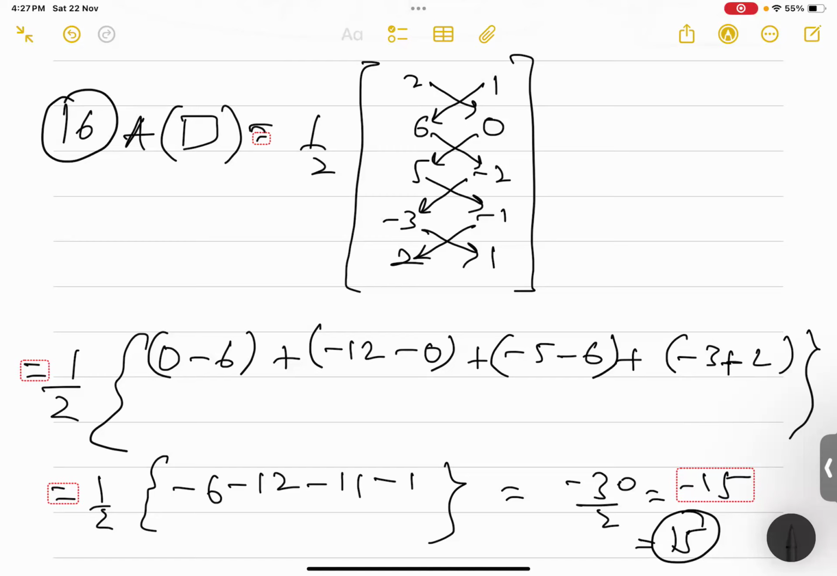Okay. Don't go wrong anywhere in the calculation, any silly mistake for that matter. Let's go to question number 17 now. Let's take up question number 17.